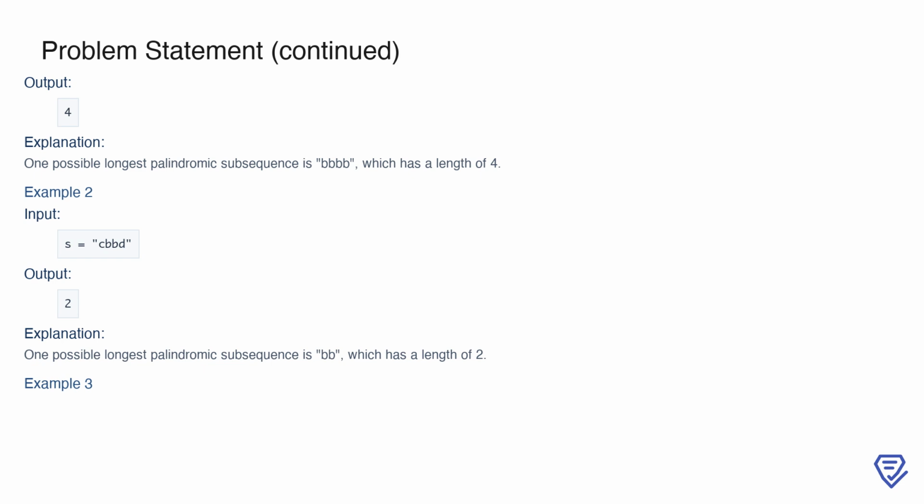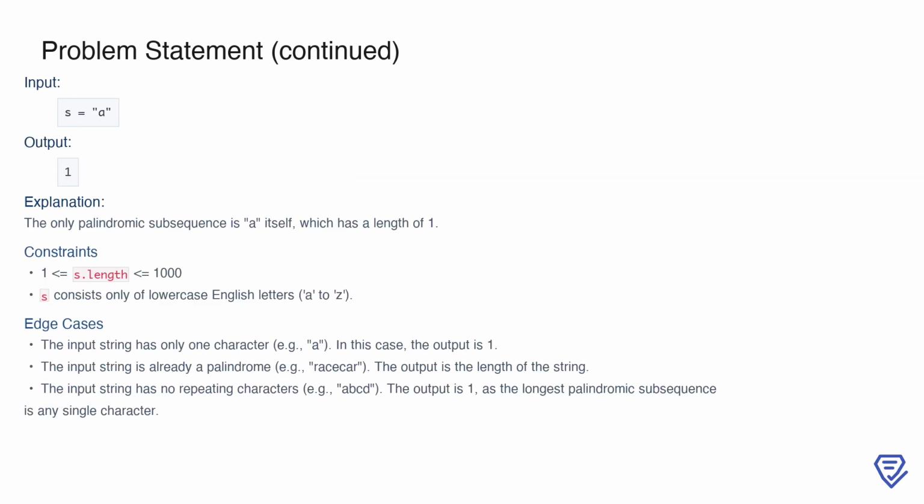Let's consider a third example. For the string S equals A, the output is 1, because the only character in the string, A, is itself a palindrome. Its length is simply 1. Now, let's also think about some edge cases for this problem. If the input string contains only one character, like in the example S equals A, the output will always be 1, since a single character is inherently a palindrome.